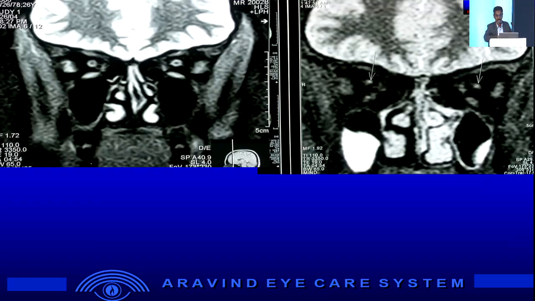And in this MRI scan, this is a normal MRI scan, which again was shown in the first presentation. You can see the central optic nerve surrounded by the CSF. This is a typical T2 fat suppressed image. This is a normal optic nerve sequence in a coronal section.